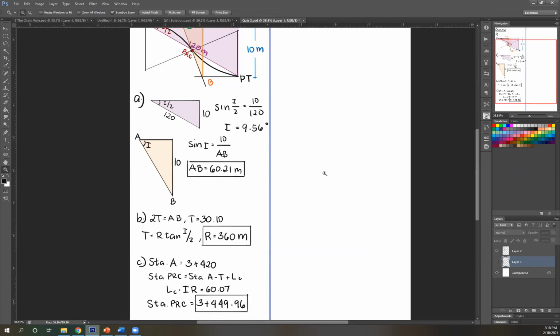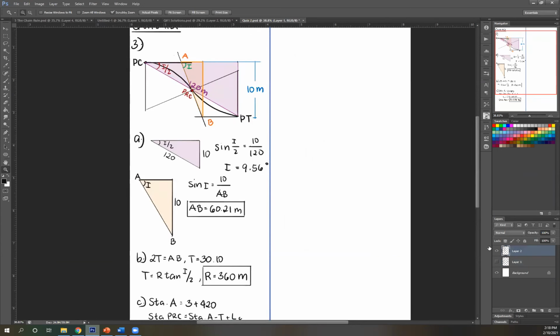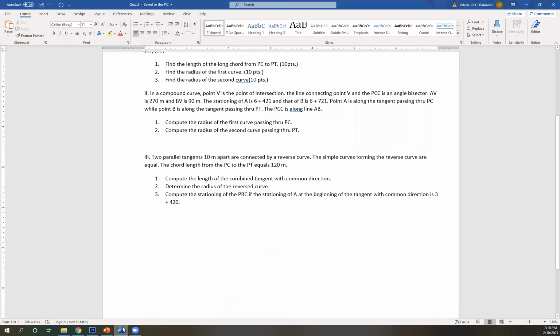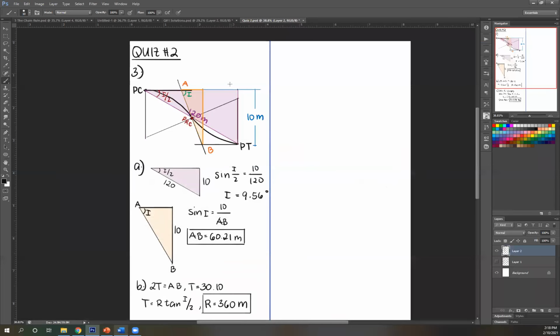So that's what we have. How do we get there? So again, one by one. Two parallel tangents 10 meters apart are connected by a reverse curve. So two parallel tangents. So this is your first tangent, this is your second tangent. And they're connected by a reverse curve. So connected by this curve right here. And they are 10 meters apart. That's why this is 10. Okay, so that's what that looks like.